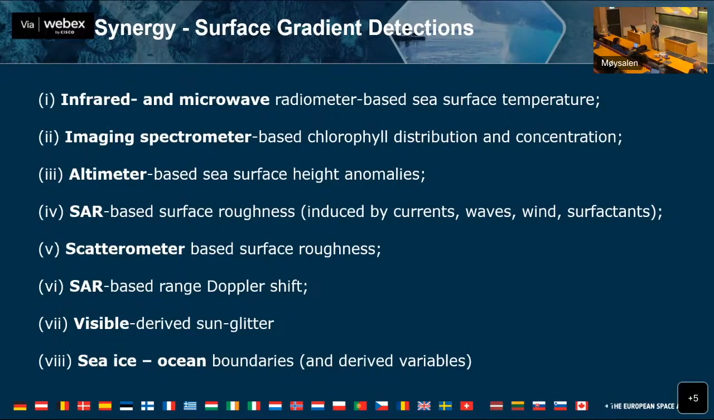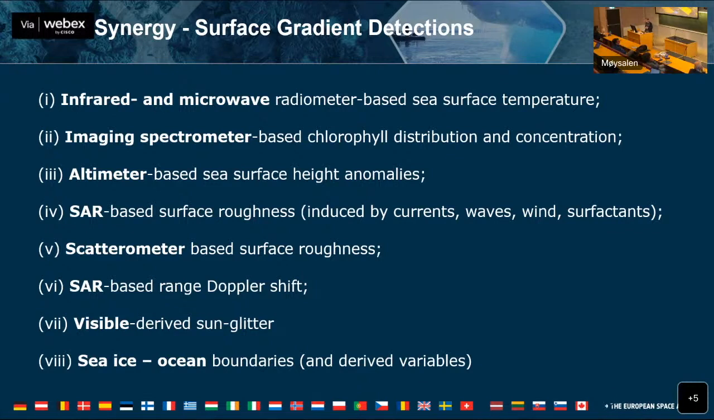So frontal structures are typically found in sea surface temperature field, in ocean color distribution and concentration, in altimeter-based sea surface anomalies or sea surface height anomalies, SeaSAR-based surface roughness. And just to remind you that for the SeaSAR-based surface roughness, the front boundaries there are typically induced by presence of current fronts, presence of waves that interact with current fronts, and presence of wind in frontal boundaries and surfactant material in frontal boundaries.